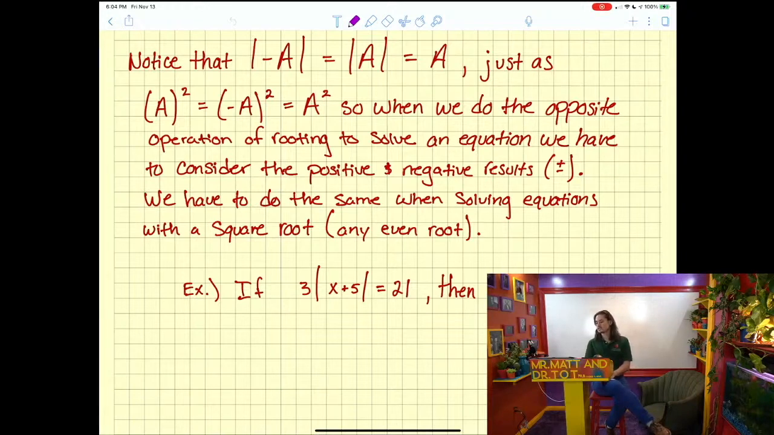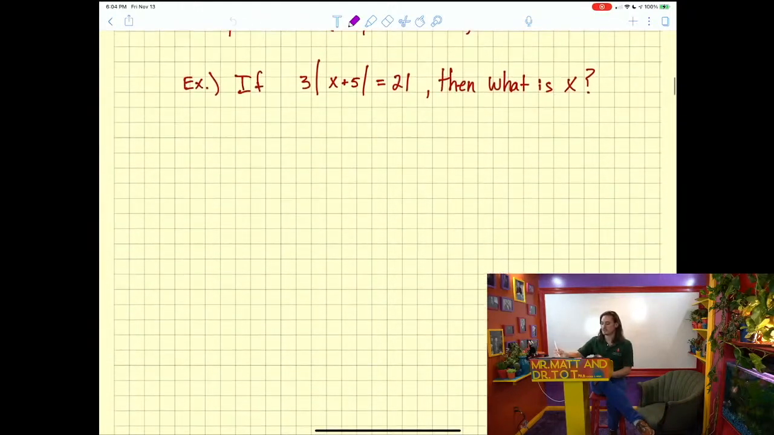So for example, let's look at this equation. We have 3 times the absolute value of x plus 5 is equal to 21. The first thing I'm going to want to do is to get everything that's inside the absolute value bars by itself, or as close to being isolated as possible. So I'm going to first divide by 3 on both sides. And so I'm going to get the absolute value of x plus 5 is equal to 7. 21 divided by 3 is 7.